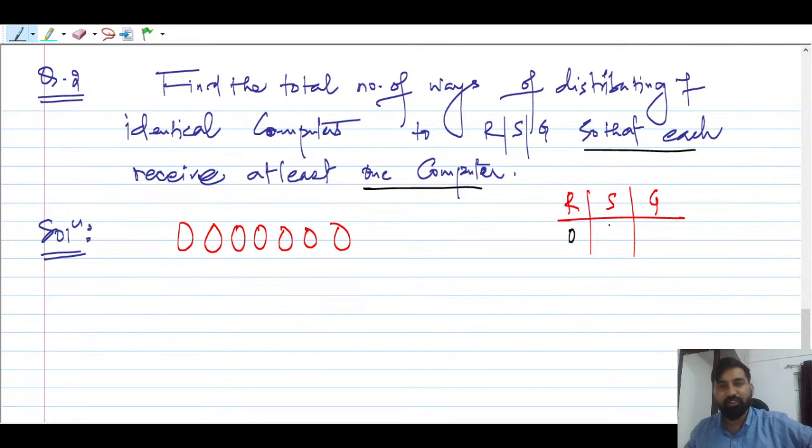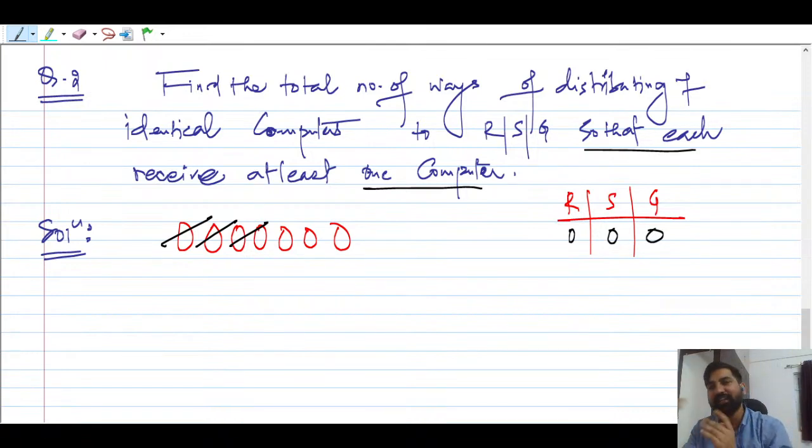I have given 1 coin to this guy, 1 coin to this guy, 1 coin, 1 computer to this guy. So you can say these 3 have already been distributed, okay? Understood. Now there are 4 computers left, and you have to arrange them. So you are left with 4.